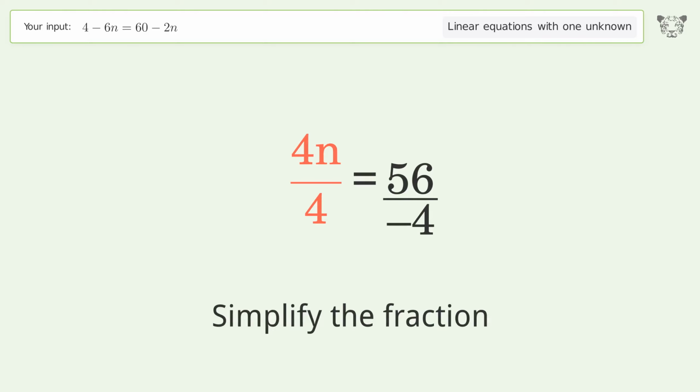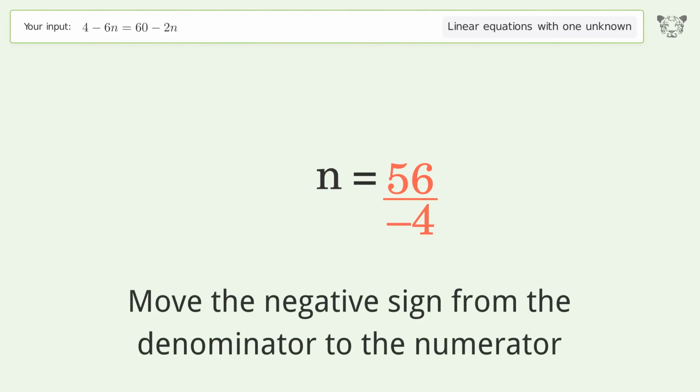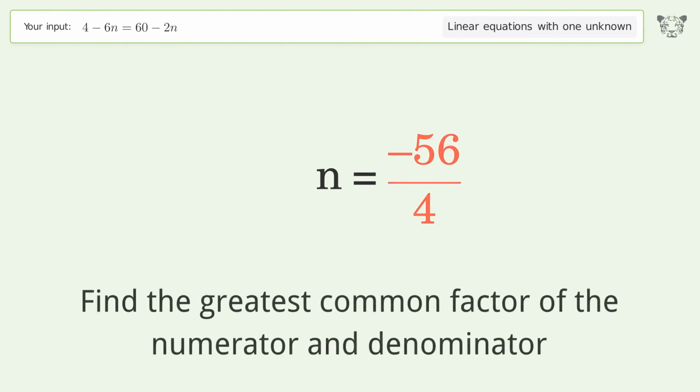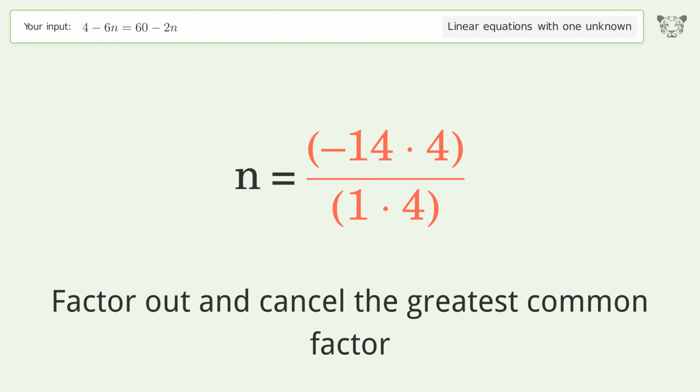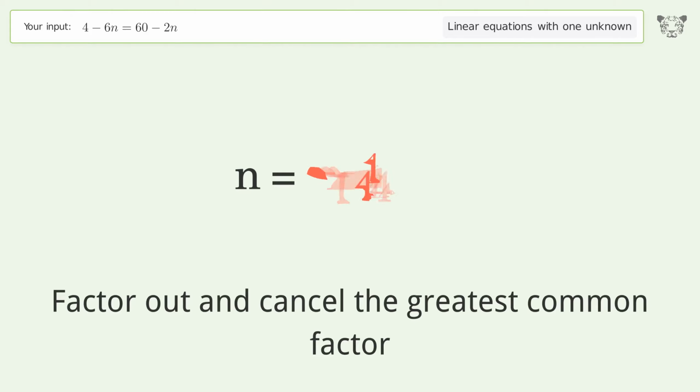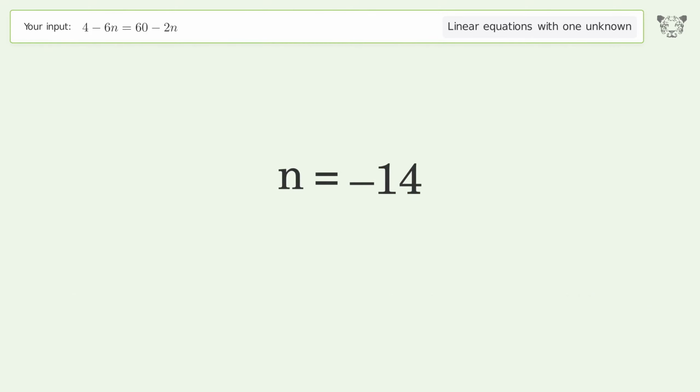Simplify the fraction. Move the negative sign from the denominator to the numerator. Find the greatest common factor of the numerator and denominator. Factor out and cancel the greatest common factor. And so the final result is n equals -14.